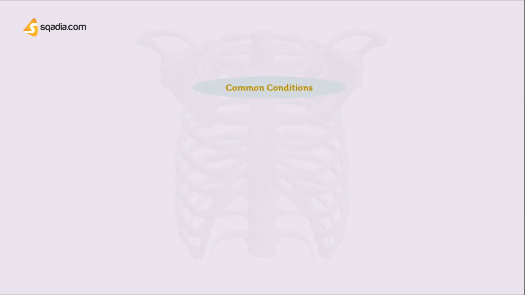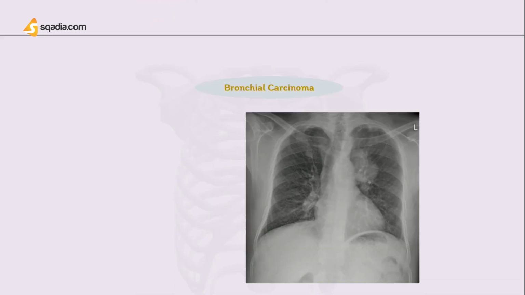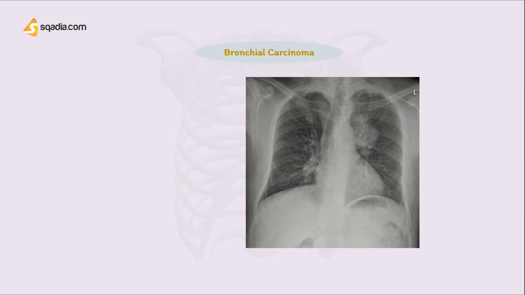Now, when coming to the abnormal chest X-ray, you must know the following common conditions and their radiological signs. The first one we're going to go through is bronchial carcinoma. The radiological features include a lobulated or spiculated mass, but sometimes with a smooth outline. It may be associated with hilar gland enlargement, pleural effusion, or areas of collapse or consolidation.